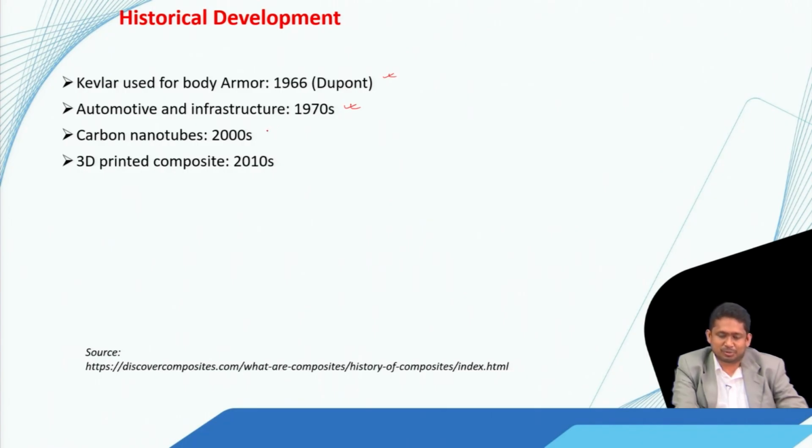Carbon nanotube came into use in early 2000. Now, carbon nanotube is a nanomaterial which has excellent properties. So, that kind of revolutionized. With the use of these carbon nanotubes, higher strength can be imparted to composites. Then in the field of composite manufacturing, we got some revolution at around 2010 with the use of 3D printed composites.